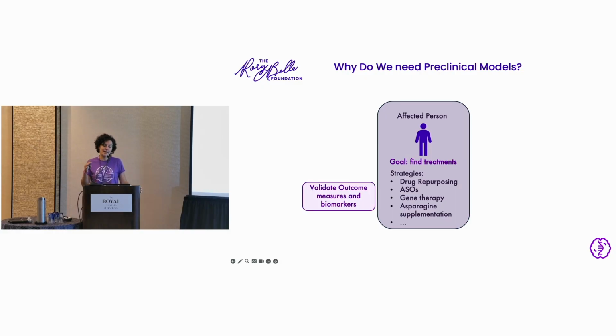There's a few things that can happen in preclinical models, so in animal and cells, that can be very helpful further down the line. So one of them is validate outcome measures and biomarkers. So outcome measures are what we use in a clinical trial as really a quantitative or qualitative marker of NARS1 disorder and how it acts, whether it gets better or worse when you try on a new medication. And those need to be set in place before we get into a clinical trial.